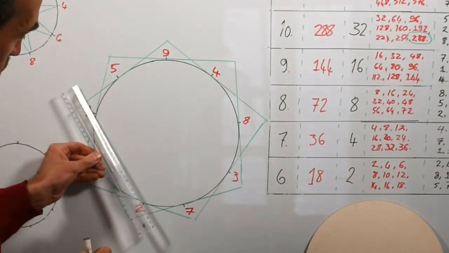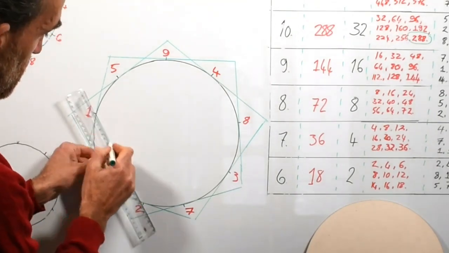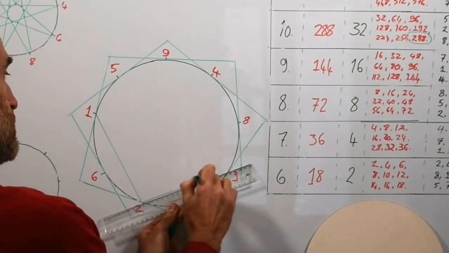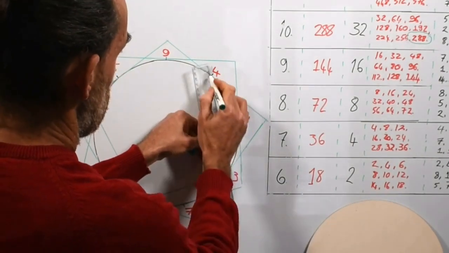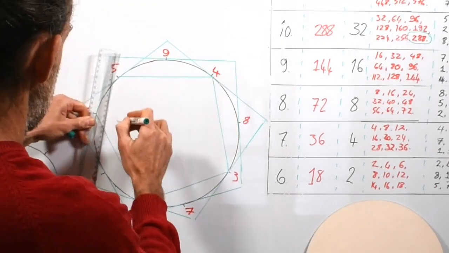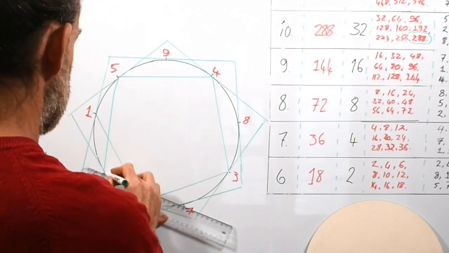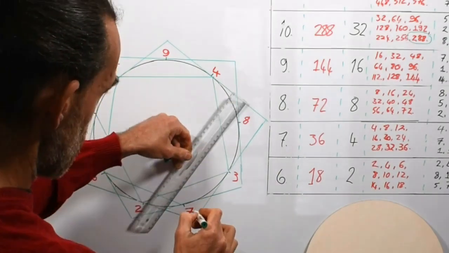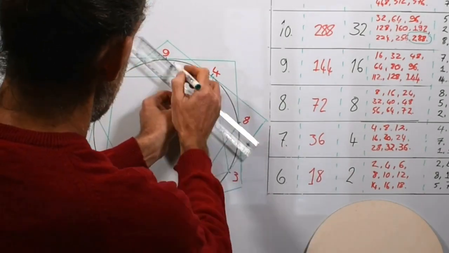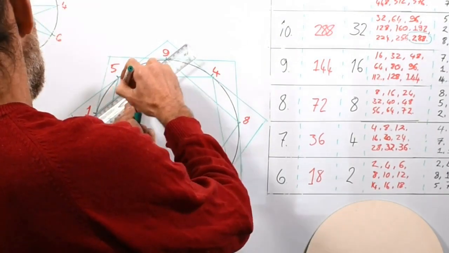Similarly, if we do our dot to dot in numerical order, 1 goes to the 2, 2 to 3, 3 to 4, 4 to 5, 5 to 6, bit wobbly, 6 to 7, have you guessed what it is yet? 7 to 8, 8 to 9, and 9 back to 1.